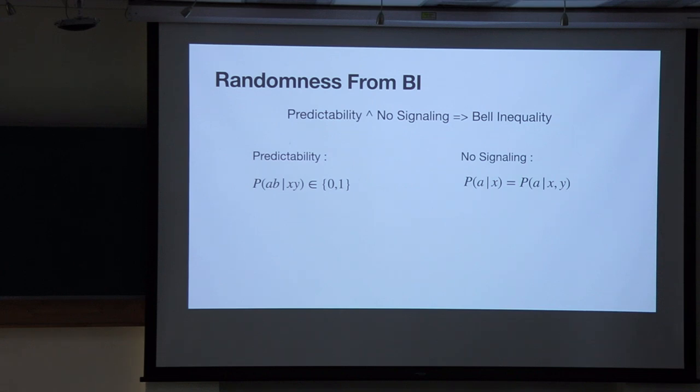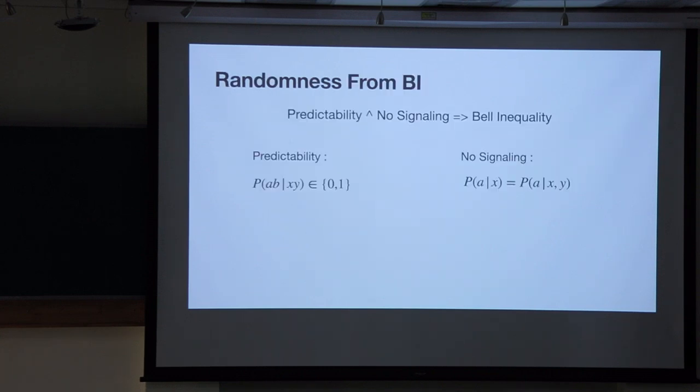If you place the systems really far away, the measurement at one system is not affected by what you choose to measure on the other side. If you use these two conditions, you can get this factorizability relation, and from here the Bell inequality follows. So now, if you do an experiment that violates the Bell inequality while satisfying no signaling, then it means that predictability is being violated, which means that the outputs are random.